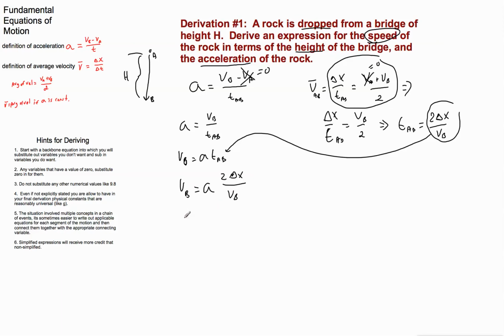So let's multiply both sides by VB, and then we're going to get VB squared equals, okay, so this is going to be VB squared equals 2A, 2 delta x, and then let's put the H in there because it's supposed to be the height of the bridge. And then finally, we can take the square root and say VB equals the square root of A times 2 times H. And that's our final derivation.